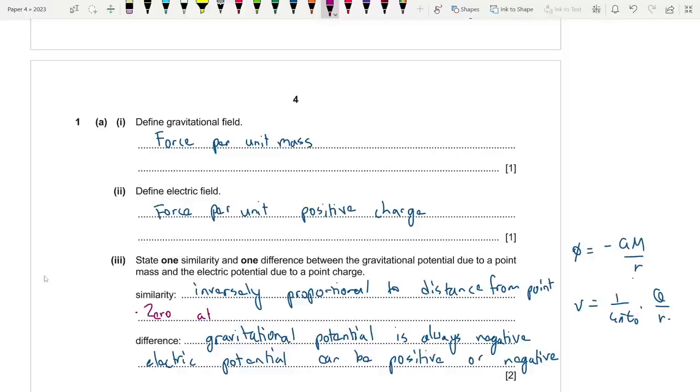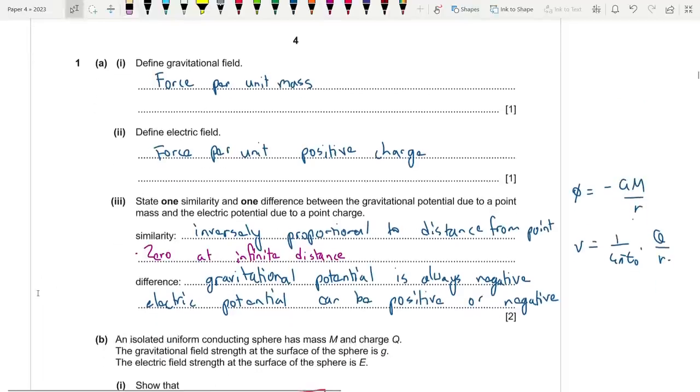So 0 at infinite distance. And there is another similarity. Points of equal potential lie on concentric spheres. So they're basically talking about equipotential surface. Like for a spherical structure like this, the potential at this point is equal to the potential at this point as well. Okay, so that's what they've stated.